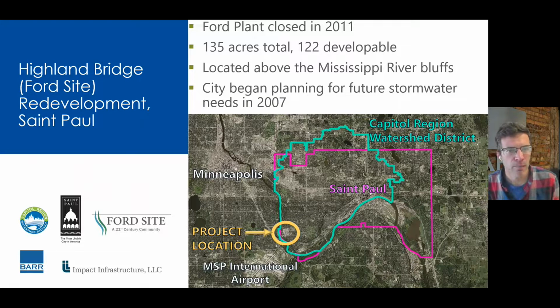The Ford site manufactured Model A and eventually Ford Rangers, but closed in 2011. It operated for about 90 years. The site is 135 acres in total, but only 122 of that is developable. It's located right on the Mississippi River bluffs, directly across the river from the airport. Barr started working with the city and the watershed, and then eventually with the developer back in 2007 to help planning for the future of stormwater needs.